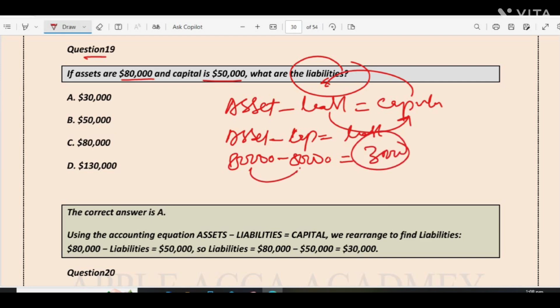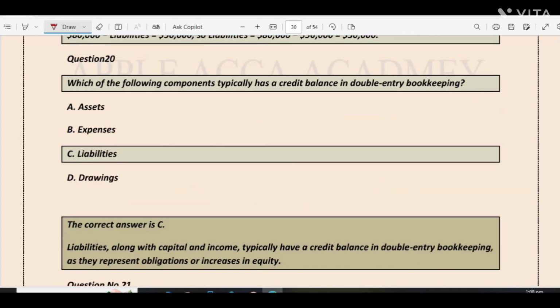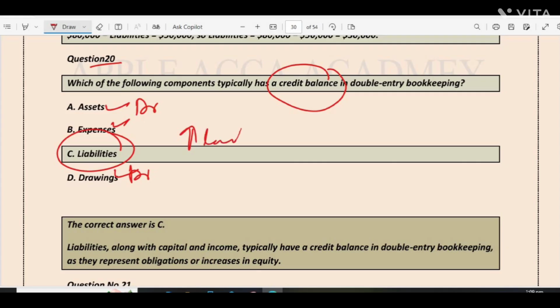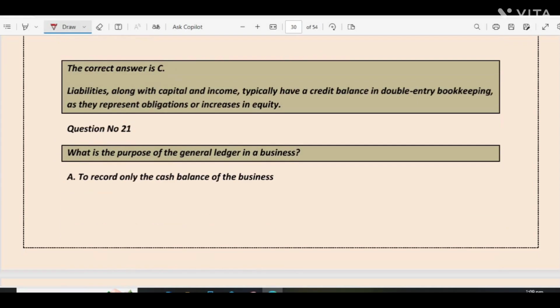Now let's move on to question number 20. Which of the following typically has a credit balance in double entry? We have discussed that assets, expenses, and drawing typically have a debit balance. So liability, when increasing, will have a credit balance. Clear? Liability along with capital and income typically have a credit balance in double entry bookkeeping as they represent obligations or an increase in equity.